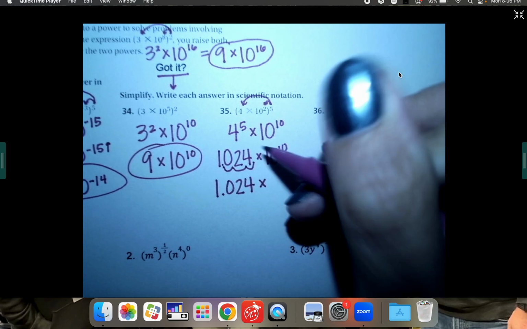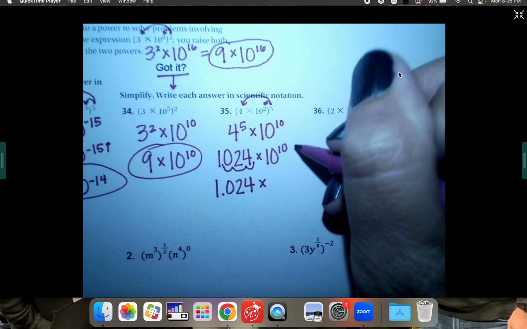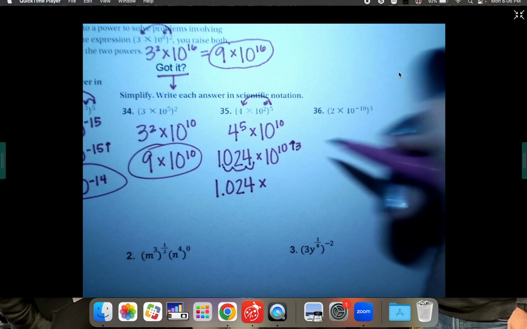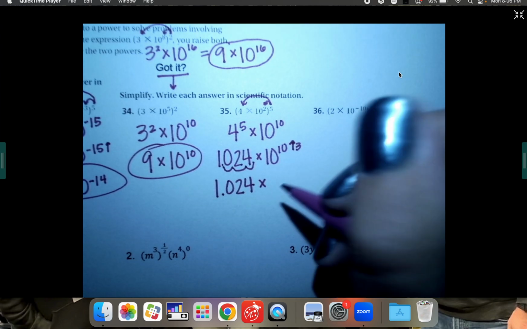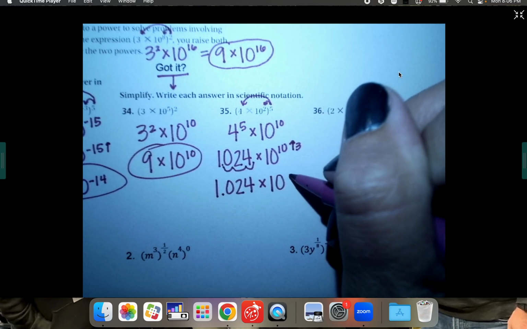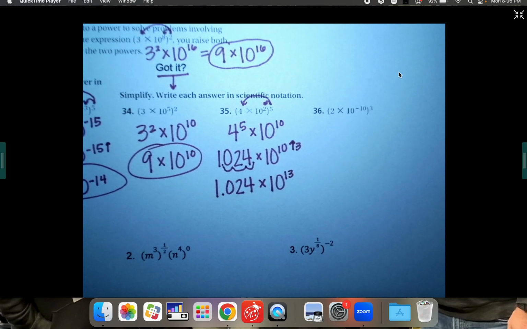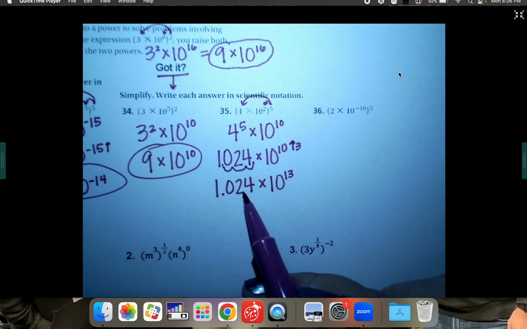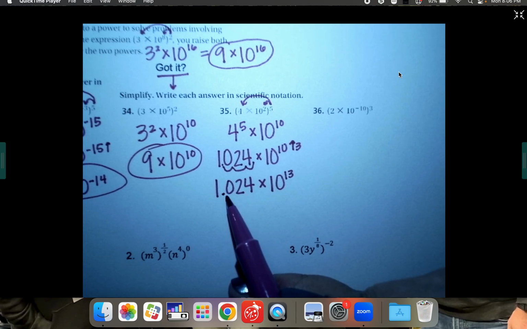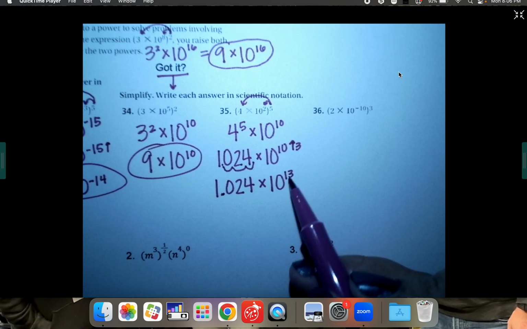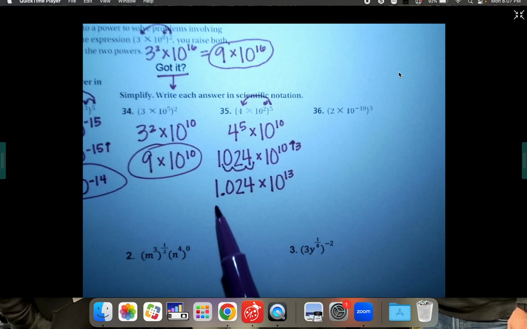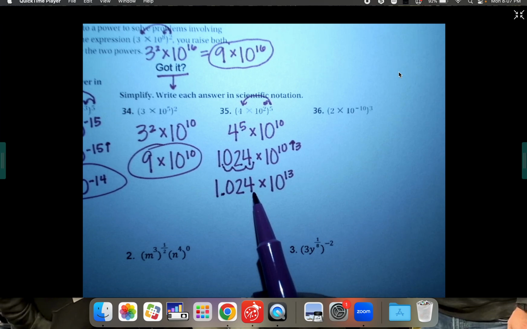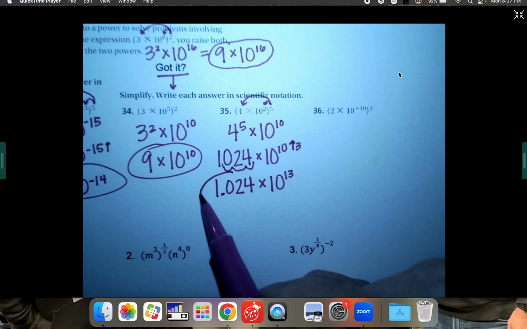1.024. And if you move it 3 places smaller, you're going to have to make this 3 numbers larger. So this is going to be times 10 to the 13th power, because we move this, making it these decimal places. Every time you move it, it's by a power of 10, which is why we change this power of 10 to larger. And anything bigger than 1 works. So 1.024 is right.